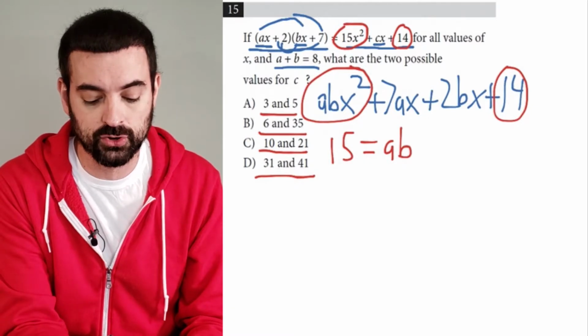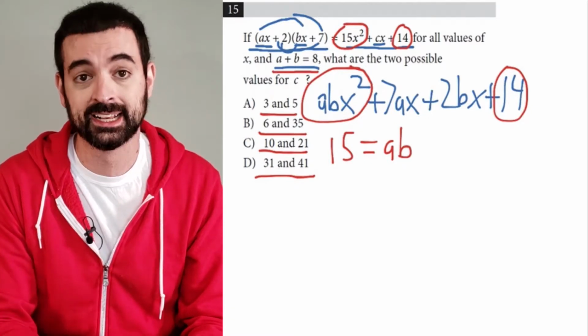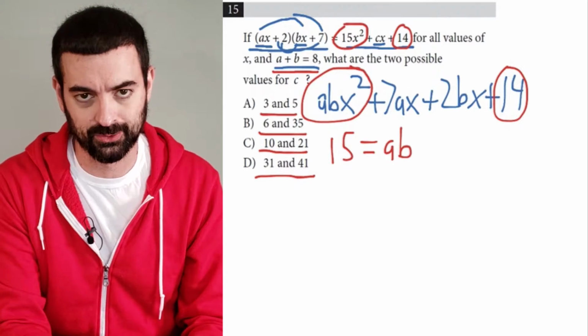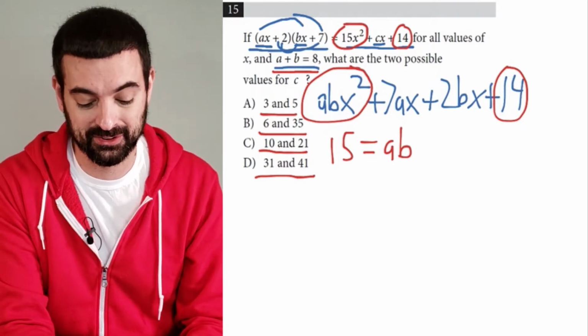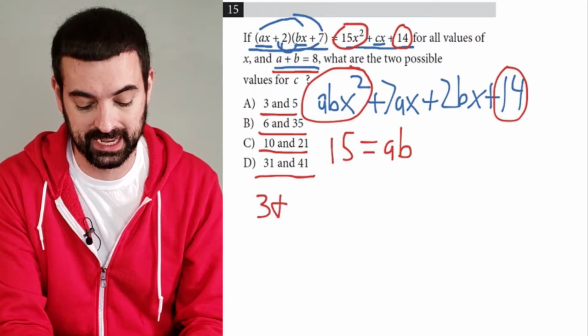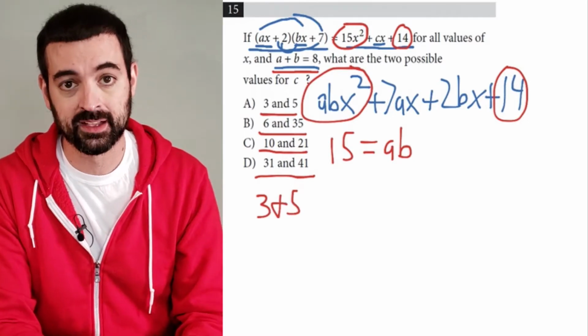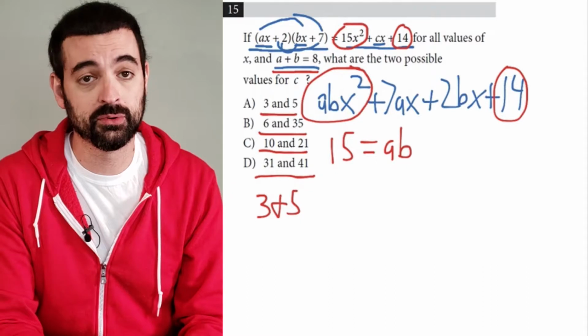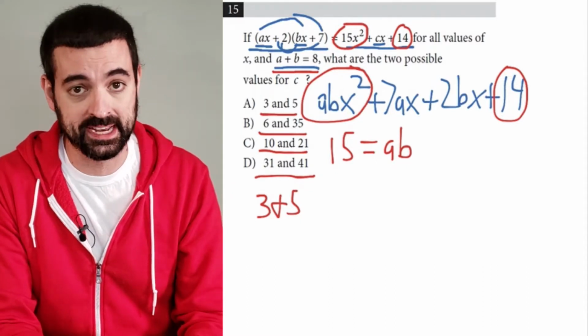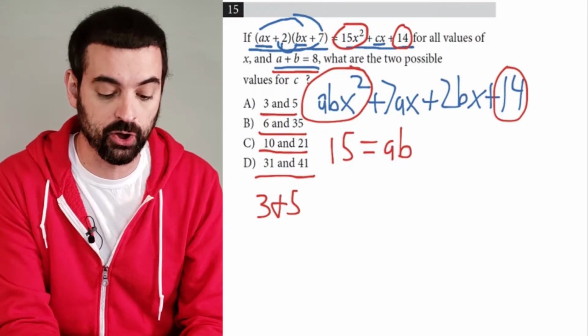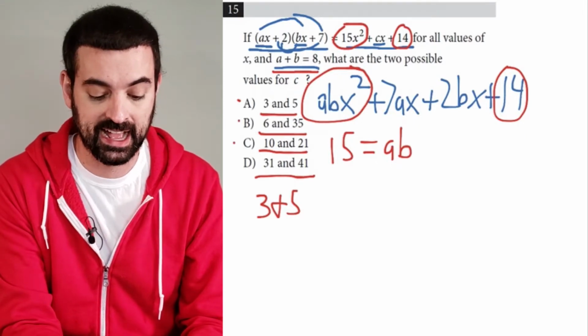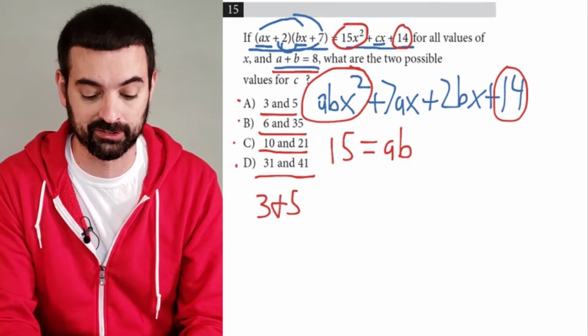We've also been told that a plus b equals 8. So what are two numbers that add up to 8 and have a product of 15? Those are 3 and 5. Here's the catch. We don't know if A is 3 and B is 5, or if B is 3 and A is 5. That's why all of the answer choices have two possible answers.